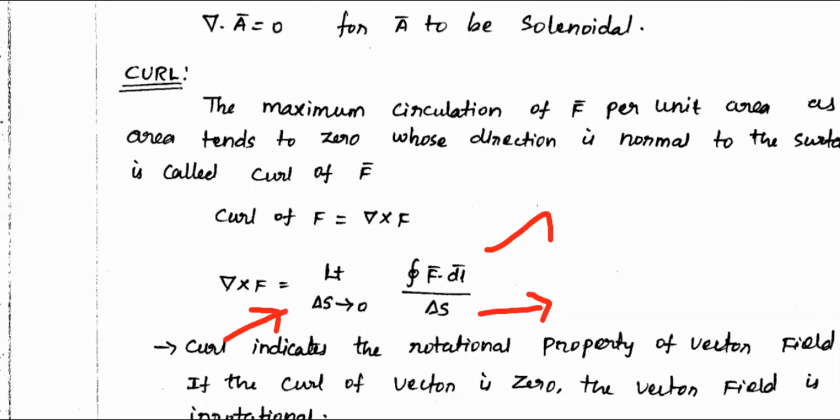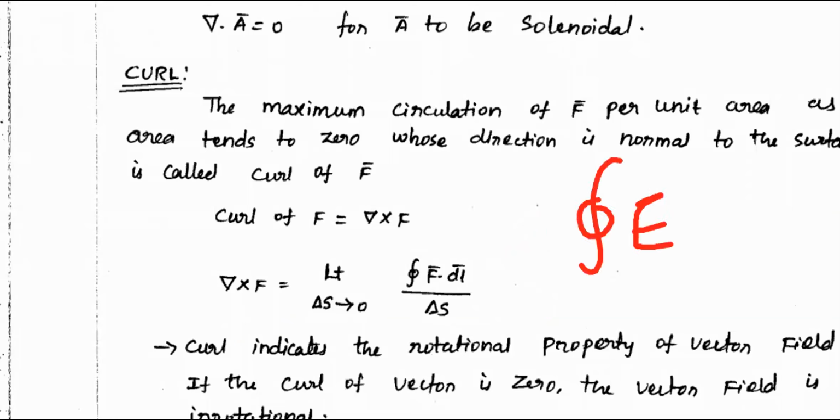So in the previous case, we compared the surface with volume. In this case, we are comparing the line with surface. And please note down one thing. For the electric field, anyway, we will discuss that later. If you calculate the closed integral for the electric field, the value is always 0. Once you integrate over a closed line, the value is 0.